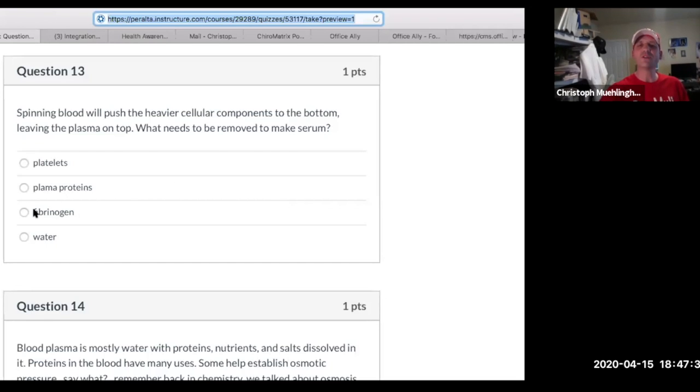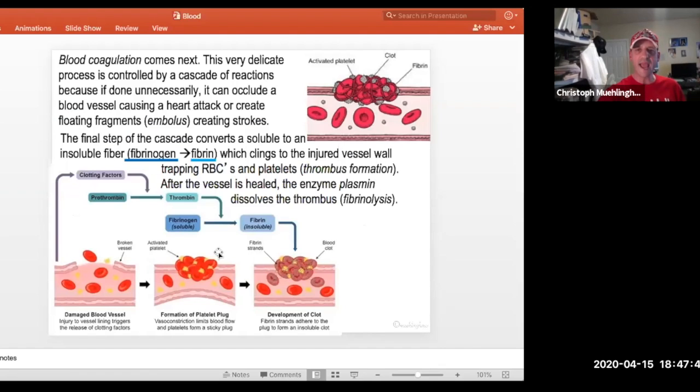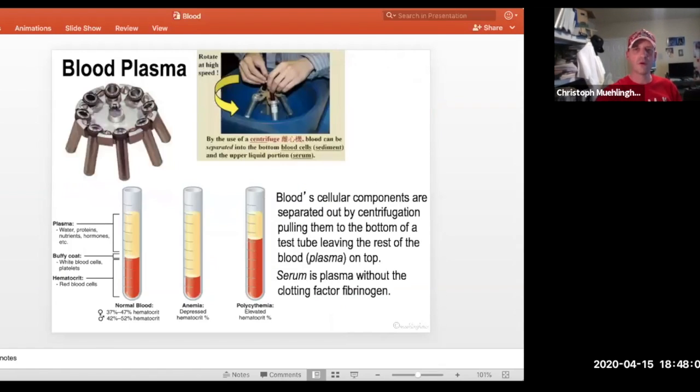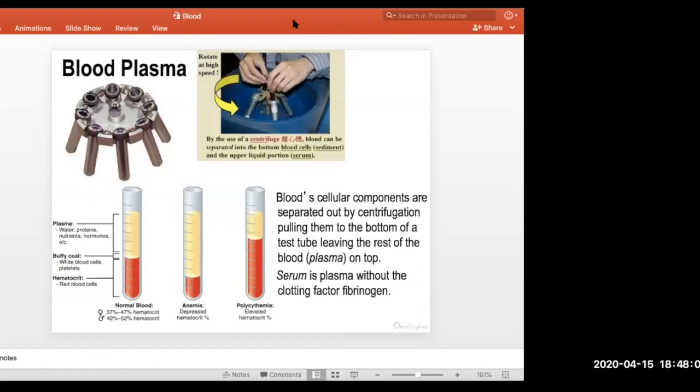Right. So fibrinogen. That's back to that question. The problem becomes when we have blood that slows down. When we give blood, we need to have it in a bag before we give it to somebody else. We need to remove that fibrinogen, because if we don't, it becomes insoluble fibrin, precipitates out, makes the blood sticky, and you can't use it. It's useless. That's what that was about.